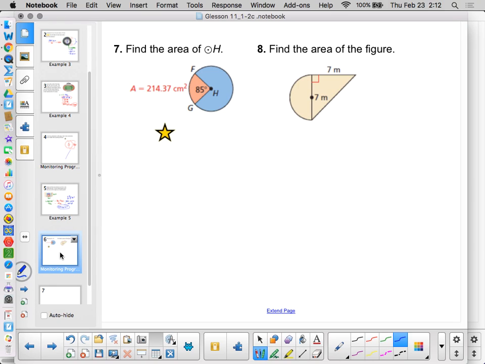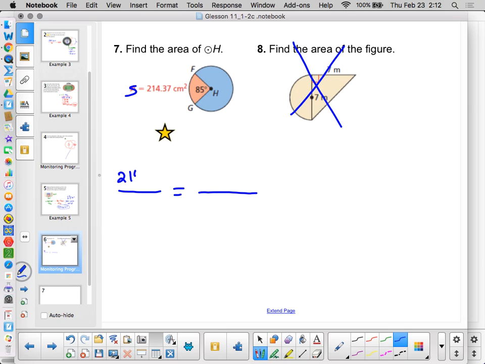Last couple problems. We're going to skip this one for now, but this is one for you. Find the area of circle H. Now I'm going to give you a little hint. This is not a real big strategy problem. This goes back to yesterday's work, finding the area of a sector. So I'm going to help you start setting this up. We're given the area of the sector. I'm going to call that S right here for you.